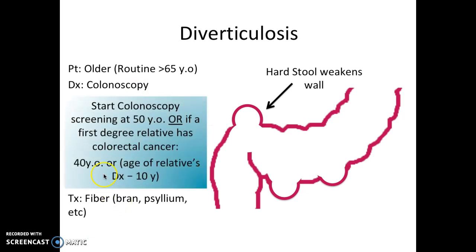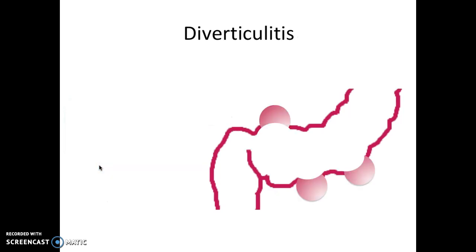A quick note on colonoscopy is that we want to give people over the age of 50 years old a colonoscopy as a colorectal screen. However, if the patient has a first-degree relative who has colorectal cancer, we want to start that screen either at 40 years of age or at the age of that first-degree relative's diagnosis minus 10 years. So if the patient has a mother who was diagnosed with colorectal cancer at 48 years old, they would start their screening at 38.